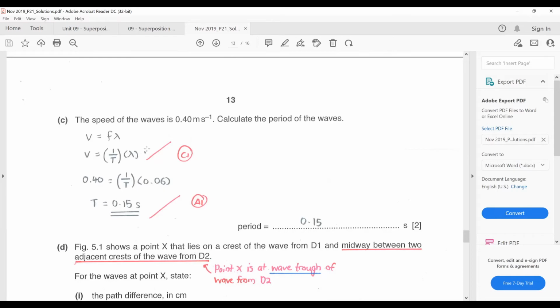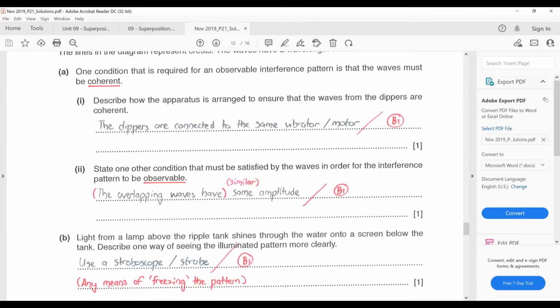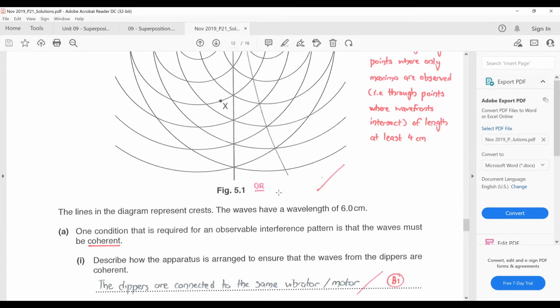Now, how do you get the wavelength in the first place? Recall that in this question, they mentioned this. The lines in the diagram represent the crest. The wavelength is 6 centimeter. So when they say the lines represent the crest, it's actually referring to these lines here. So this is one crest. This is also one crest. So the distance between adjacent crests is your wavelength.